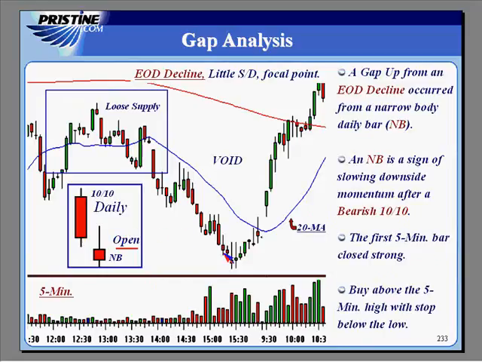And our daily chart was pulling back, and we get a gap up from an end of day decline. First 5-minute bar closes green, right? It closes near the high, right? So your entry's above that first 5-minute bar, okay? Looking for a move higher.